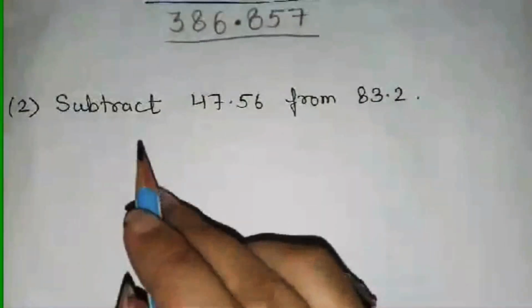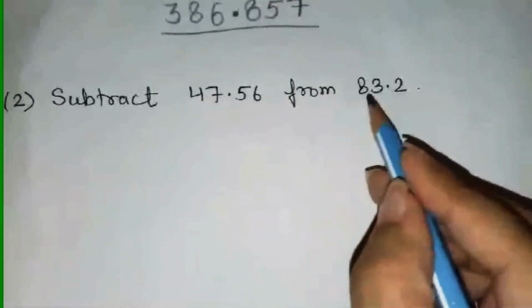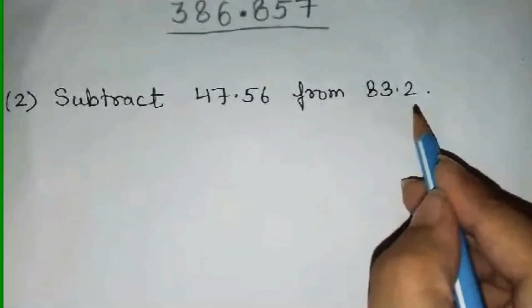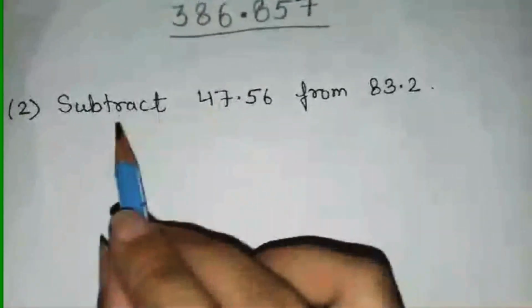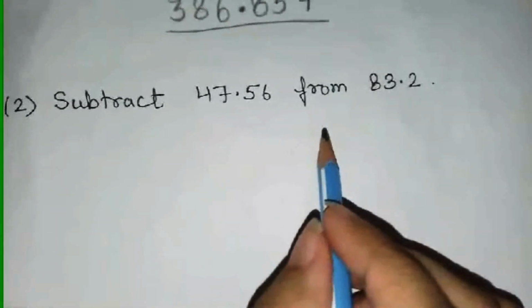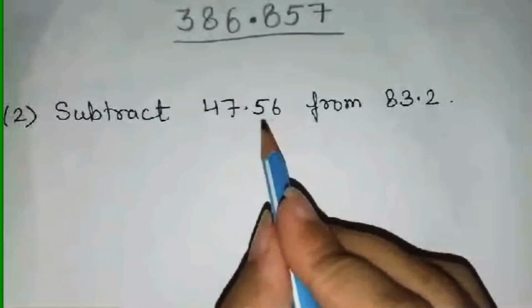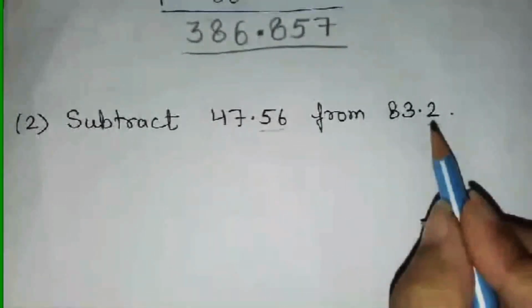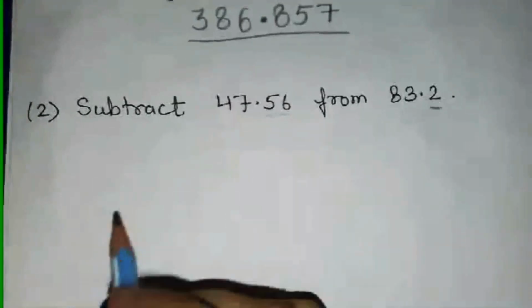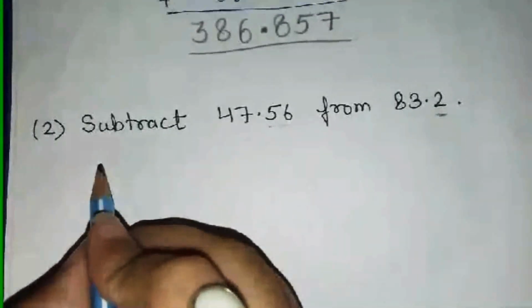Next example, subtract 47.56 from 83.2. First, convert all the decimals to like decimals. Here, the number of decimal places is 2 in this decimal and 1 in this decimal. So, firstly, we have to convert this into like decimals.